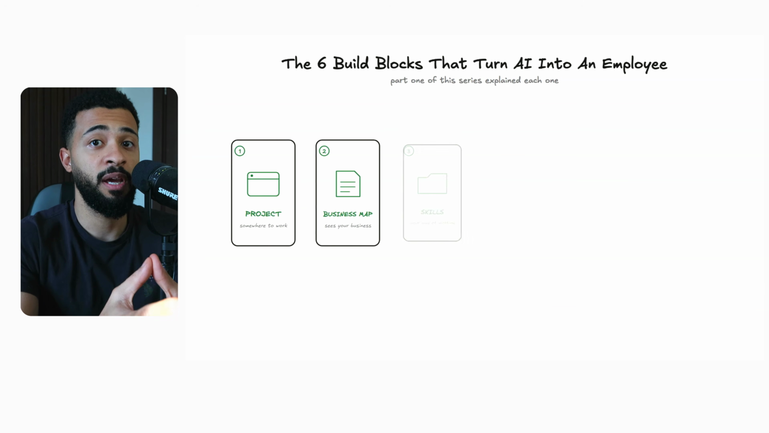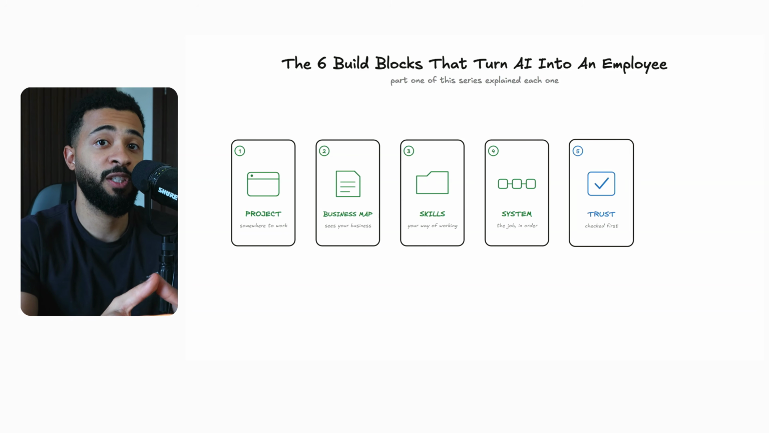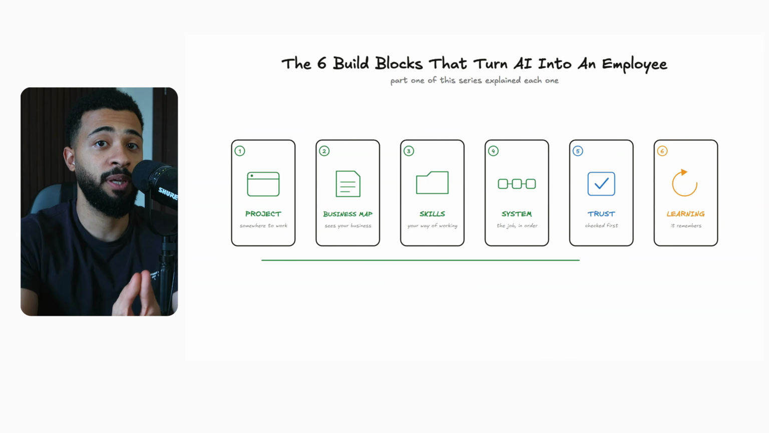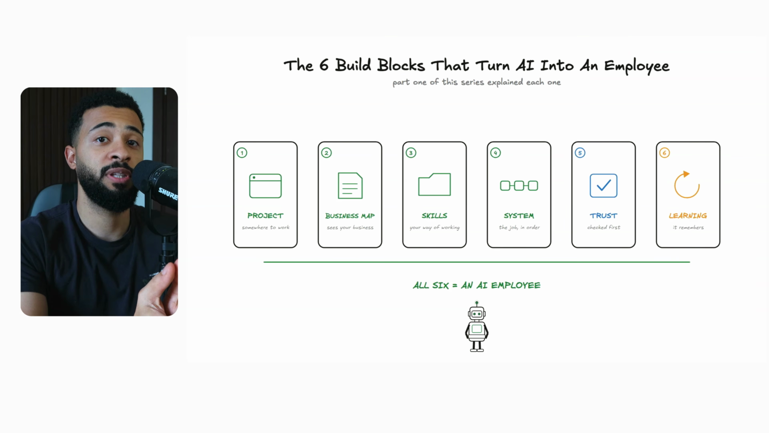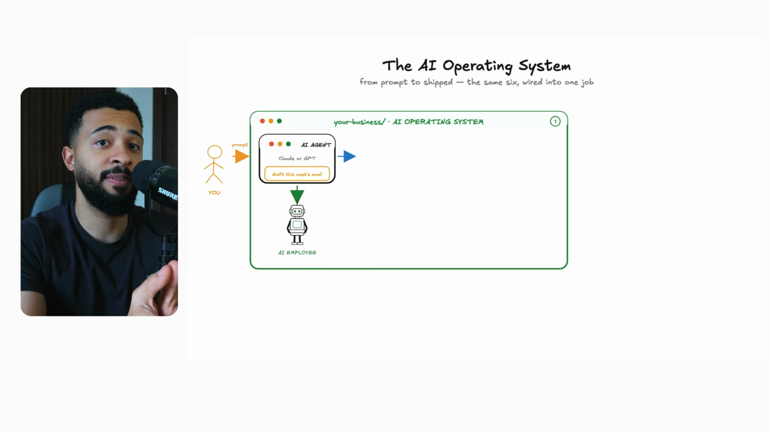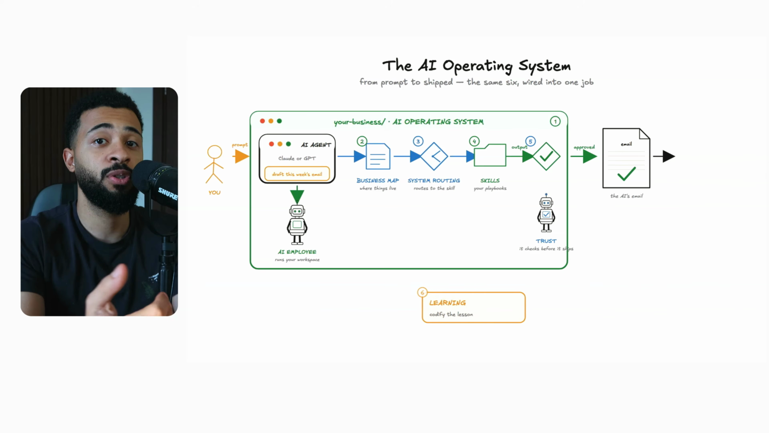Now, if you're new here, this is part 2 of my video series. I did create a video before this that explained the 6 fundamentals of AI employees. So if you haven't watched that video yet, I recommend you watch it before watching this one. In this video, I'm going to demonstrate what it looks like to give AI those 6 elements that allow it to act like an employee.